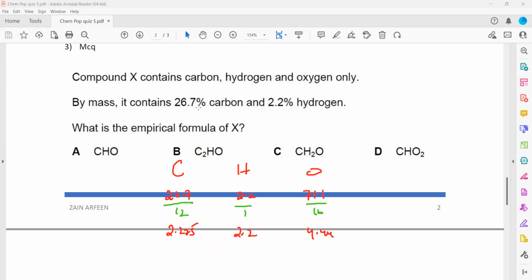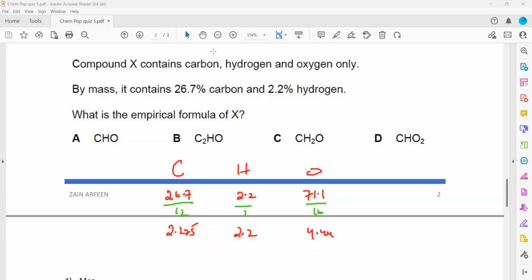So the smallest value in the combination is 2.2. So we divide this by 2.2, 2.2, 2.2. So this will be approximately 1, 1, and this will be 2. So it means it contains 1 carbon, 1 hydrogen, and 2 oxygen by the ratio. So this matches with option D.